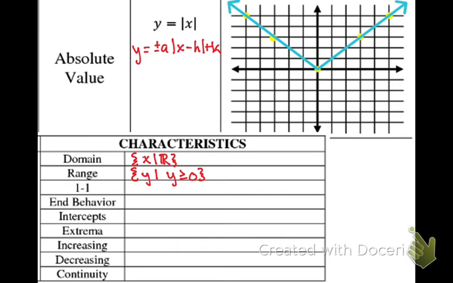Okay, is it 1 to 1? No. Which one does it fail? A horizontal line test.